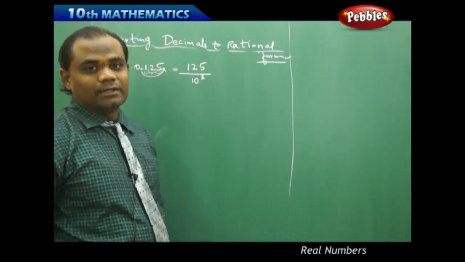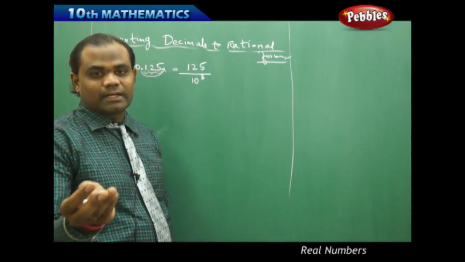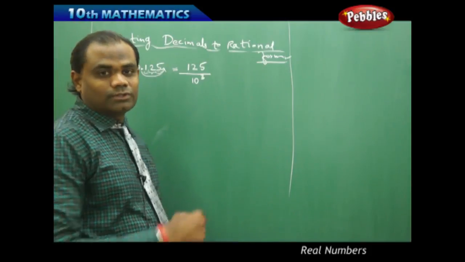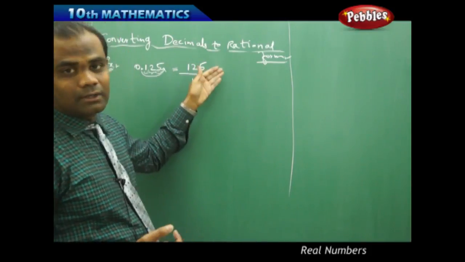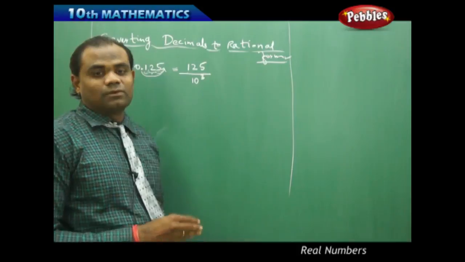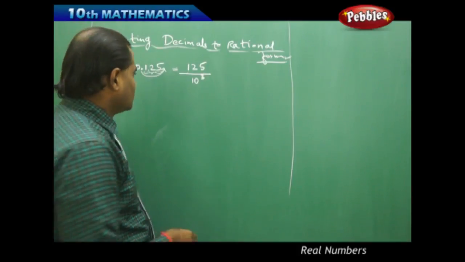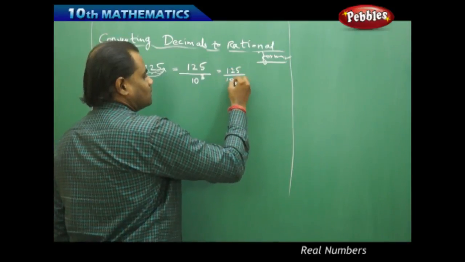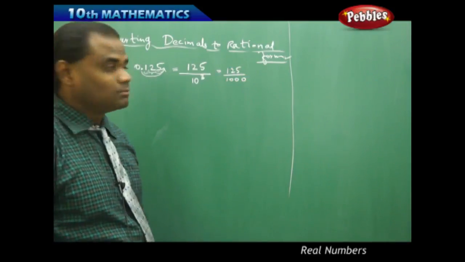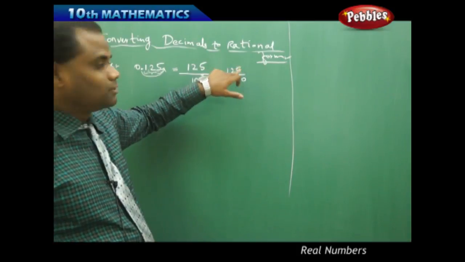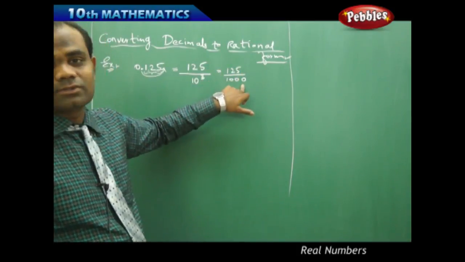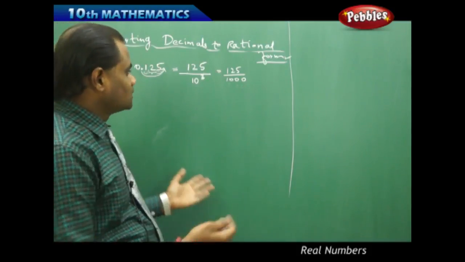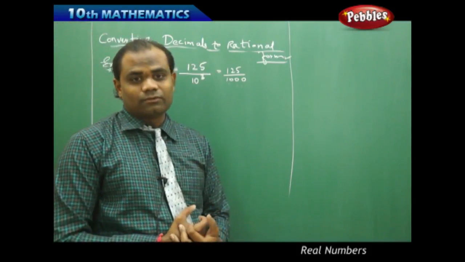Therefore I get 10 power 3. If I need to move 5 steps to the right, then I write this as 10 power 5. So moving to the right would divide by 10 power n, and moving to the left would multiply by 10 power n. And therefore here I get this as 125 by 1000, which is a rational number because it is in p by q form with p and q as integers and q is not equal to 0, q being 1000 here. So this is how I convert the given decimal into rational form.